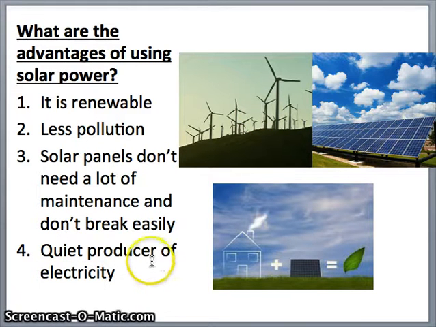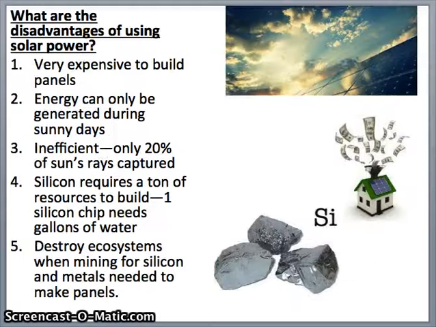It's also very quiet. So windmills are known to kind of be very noisy, but solar power plants are very quiet. They don't make any noise, so it's favorable in that sense. The disadvantages of using solar power is that first, it's very, very expensive to build the panels. Then the energy can only be generated during sunny days. So if there's a cloudy coverage of the sun or if it's during night, you can't produce any electricity.